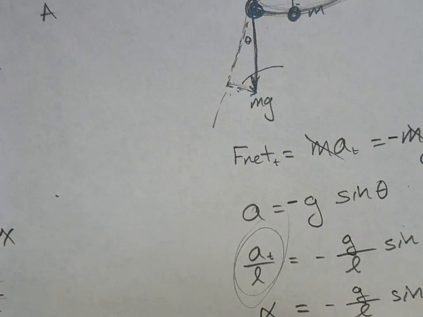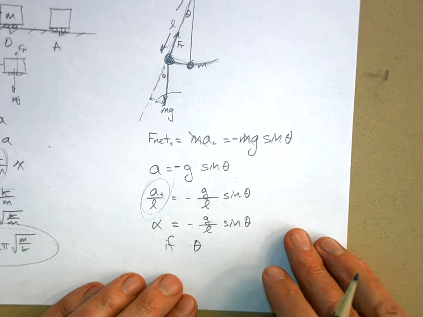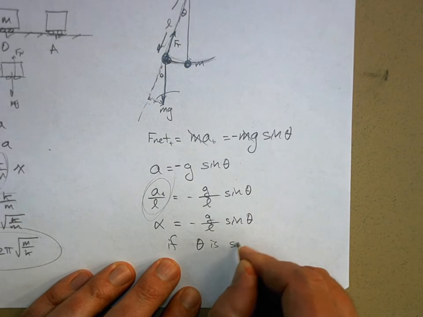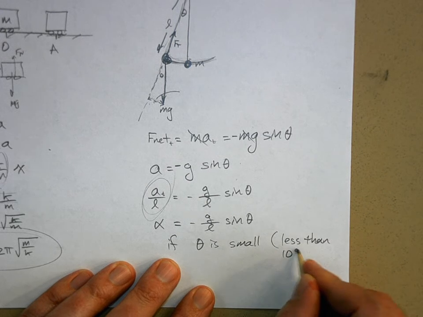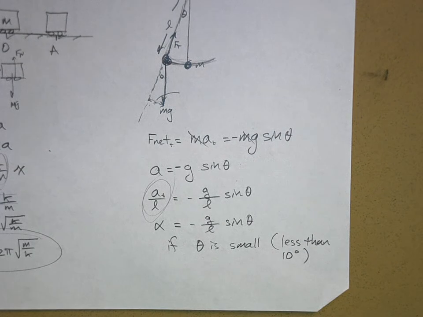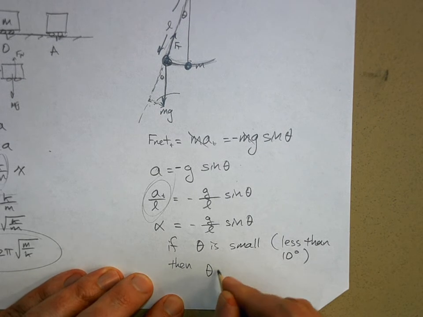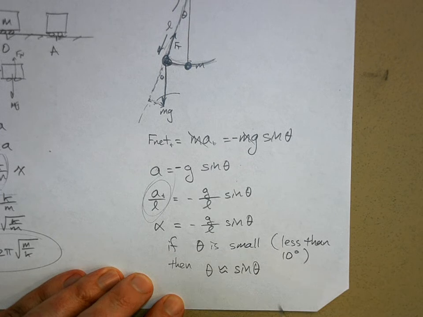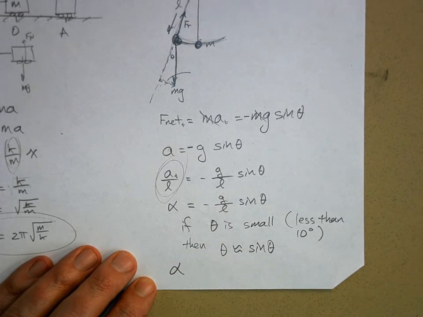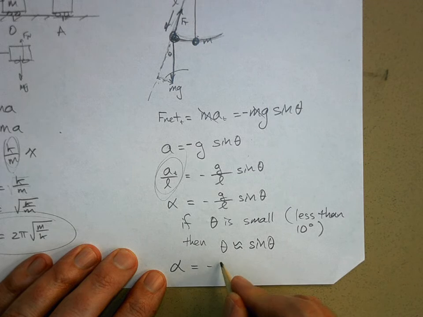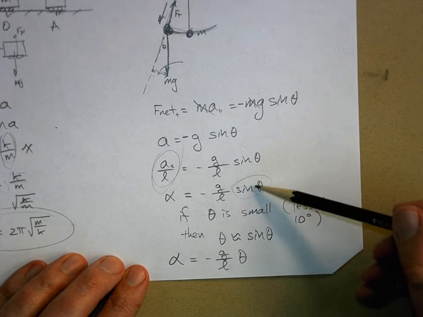So if theta is small, less than 10 degrees, and it can be up to 30 degrees, and it's still pretty close, then theta is approximately equal to sine theta. Well, what does that mean? That means that if your angle is small, you can say that your angular acceleration is equal to negative g over L times theta. Instead of the sine theta here, we can approximate it with just theta.